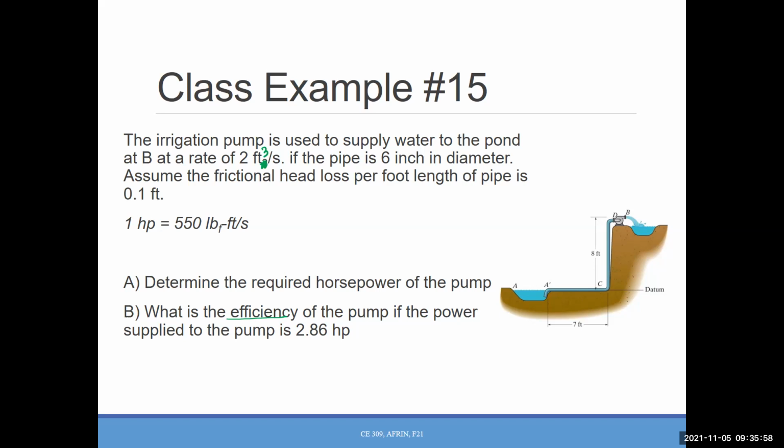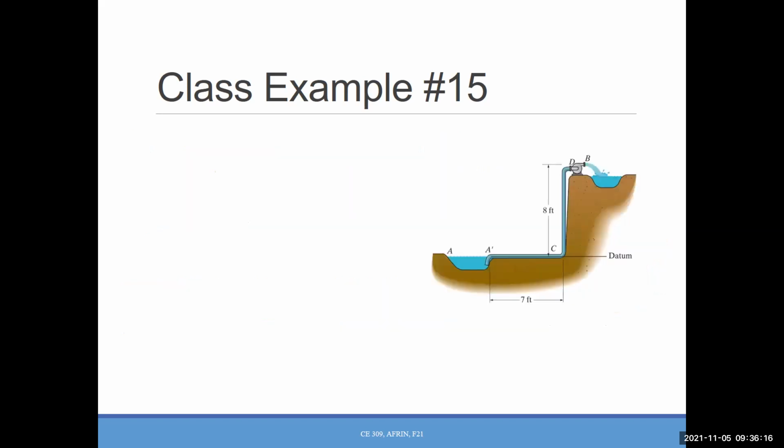So what we will do, just like any other class example, is identify the given values. We will find out what values we need to find, and then we will come up with an equation which can connect all the knowns and unknowns. Okay, so let's work on that, and you will help me list all the given values here.